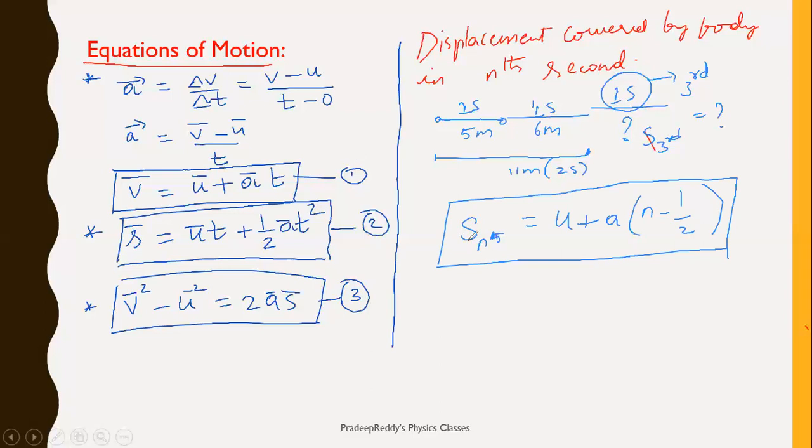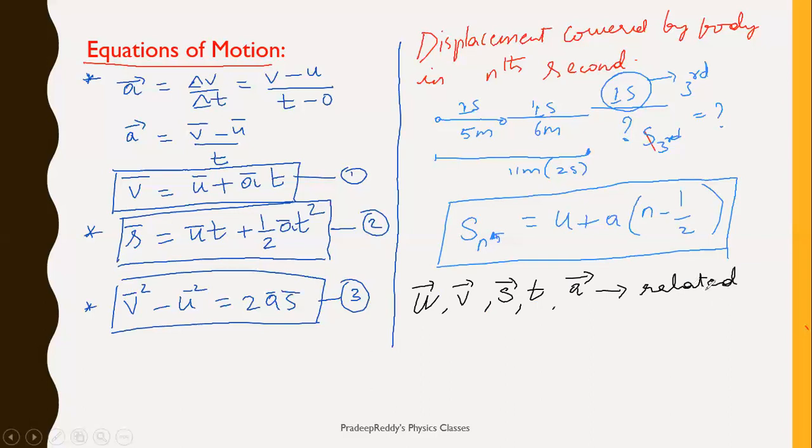Using these equations, we can solve many numerical problems in kinematics, as these are kinematic terms. Kinematic terms are those like initial velocity, final velocity, displacement traveled, time taken, acceleration a. All these quantities can be related one with the other.